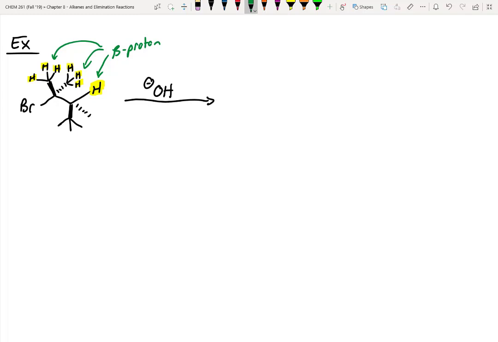All right, now what we want to do is we want to say, all right, is this a big or a small base? Small base. Okay, so this is a small base. Which proton do you think we're going to selectively deprotonate? Or do you think we might get a mixture? And if we're getting a mixture, which product do you think is going to be preferred?